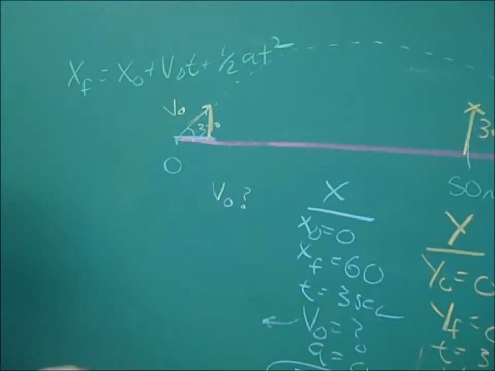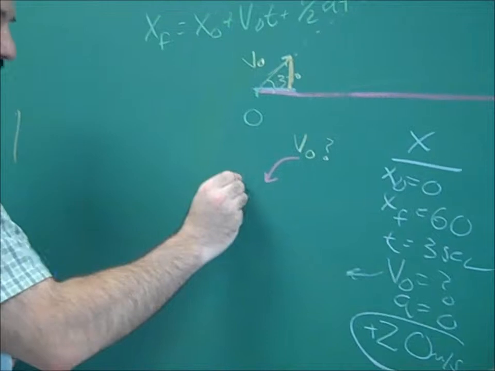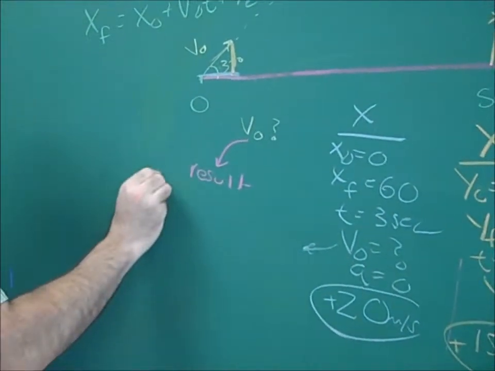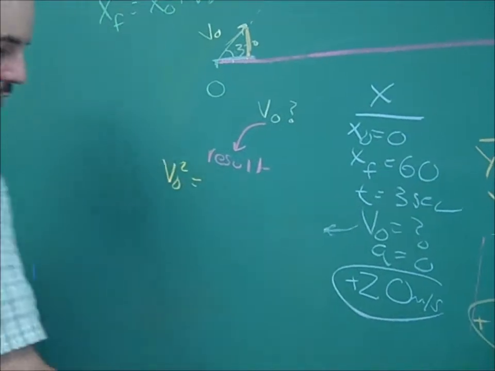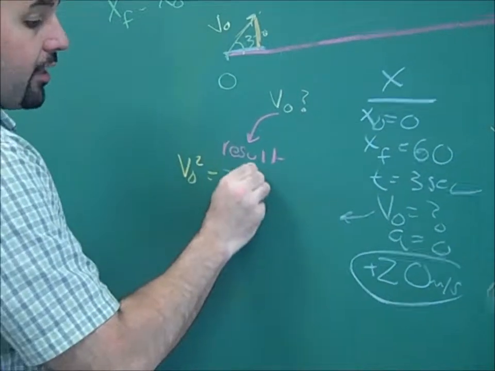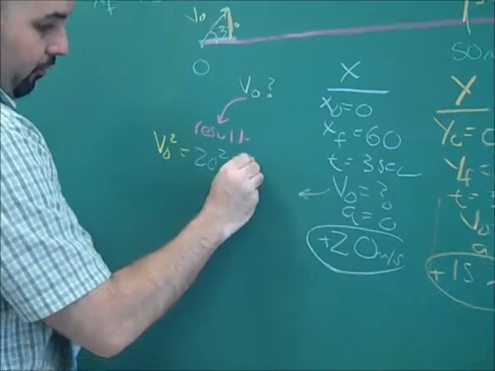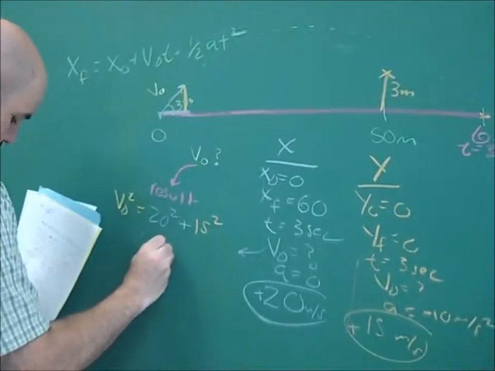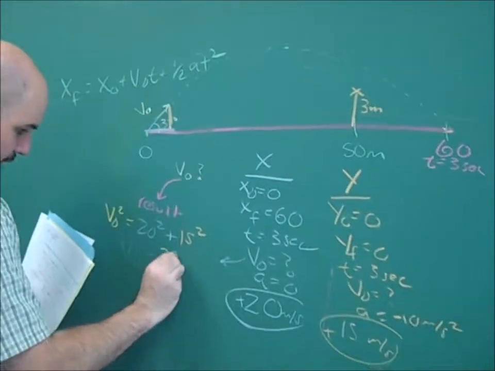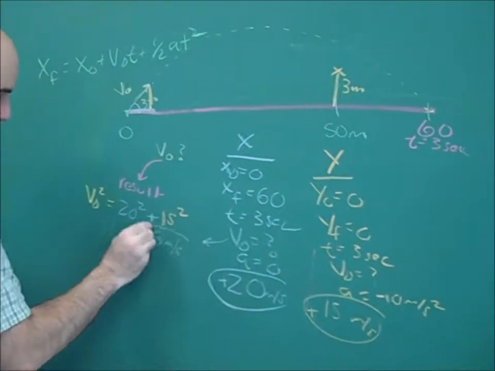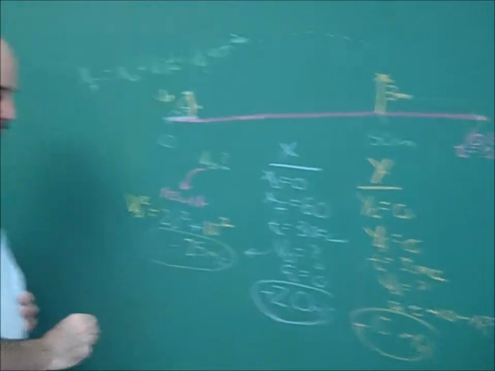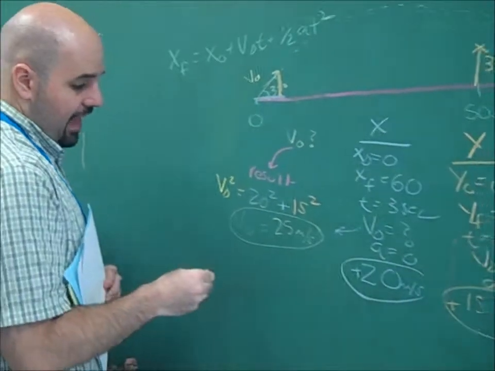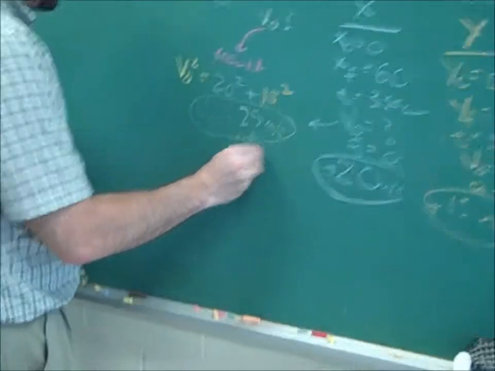Now, the whole point of doing that was to find the overall, since it's the result, because it's at an angle. The result is always the combination of the x and y's through the Pythagorean theorem. And you'll get the overall velocity to be around 25 meters per second. Not positive, not negative. It's that at the angle of 37 degrees.